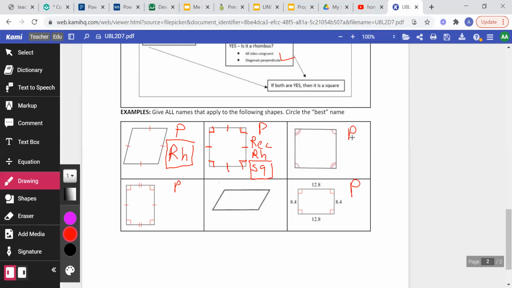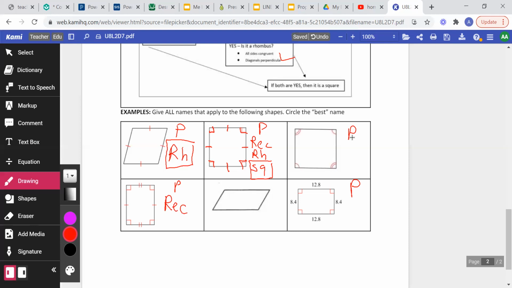The one below, we first of all said it's a parallelogram because opposite sides are parallel. What about the angles? Are all the angles congruent? See the angles. Are they congruent? See, this is 90, 90, 90, 90. So are they congruent? Okay, so here, since all the angles are congruent, we can say it's a rectangle.